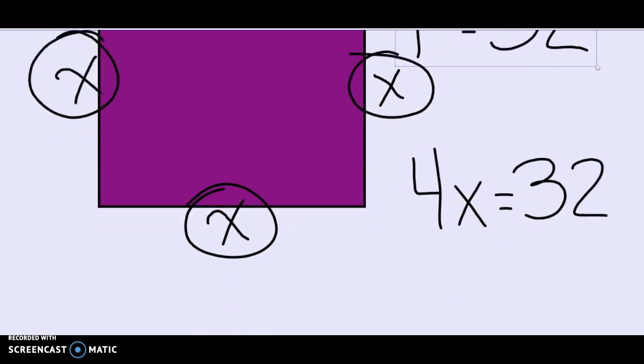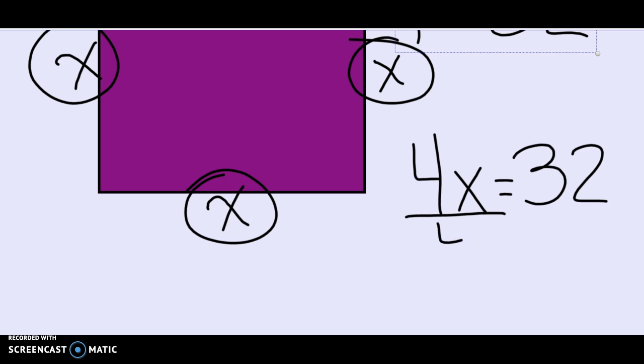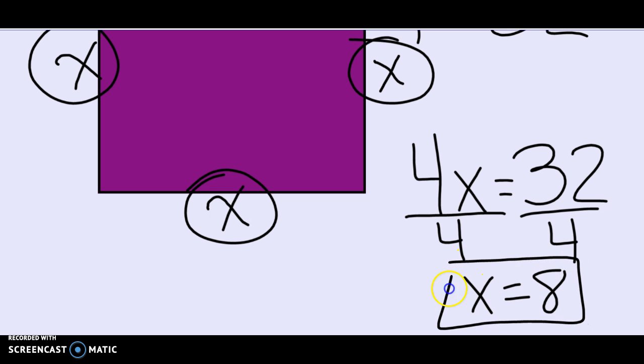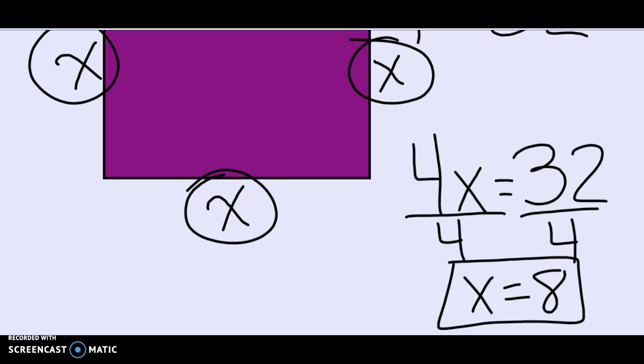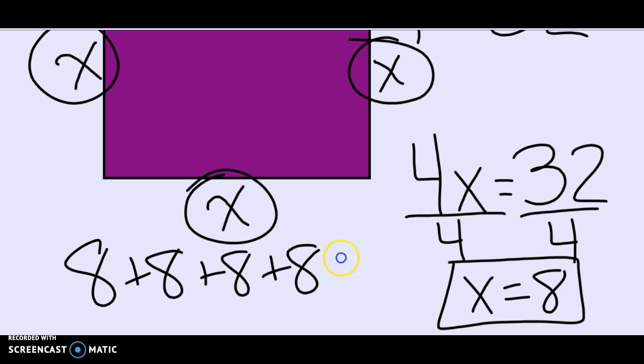Now you really just have a one-step equation. Divide by 4. x is equal to 8. All right, so plug that back in. Does 8 plus 8 plus 8 plus 8 equal 32? Well, let me write it: 8 plus 8 plus 8 plus 8 does equal 32.